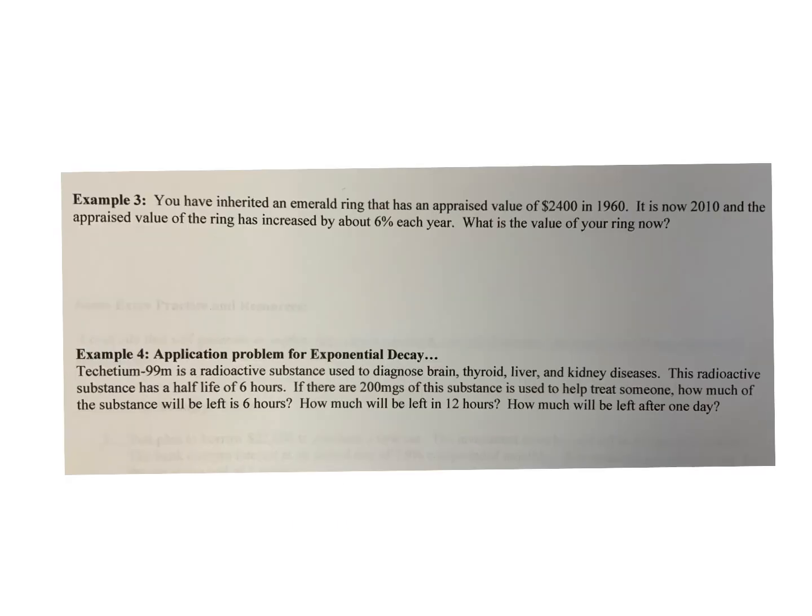So let's try 2 more examples. So in this example, you've inherited an emerald ring that is appraised for $2,400 in 1960. Now it's 2010. And the appraisal value has increased 6% each year. What's the value of my ring? So my principal amount was $2,400. My rate is 0.06. It says each year, so n equals 1 because the 6% happened each year.